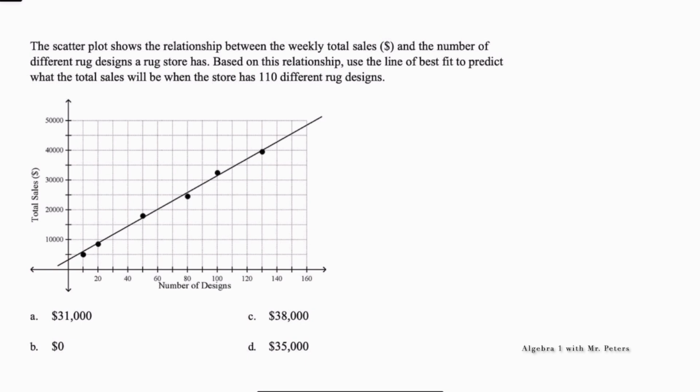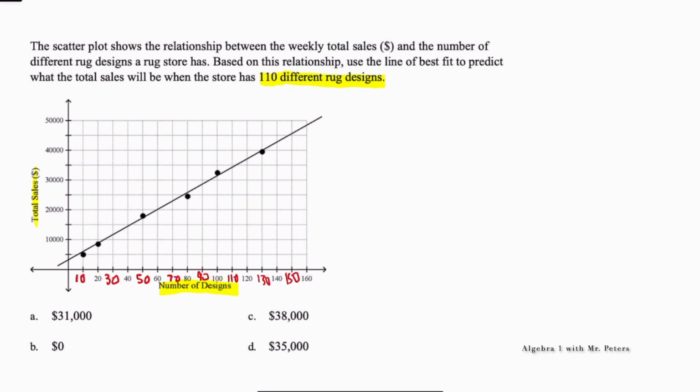Really like this next problem because it's a very simple problem that students will overcomplicate. So when we look at this, what they're asking us is, based on this relationship, use the line of best fit and predict what the total sales will be when the store has 110 different rug designs. So just remember, the number of designs is on the x-axis, total sales is on the y. And if we analyze, we notice that the x-axis is labeled by tens. If you don't pay attention, you could incorrectly label this and get this wrong. So please make sure you slow down and pay attention to that.